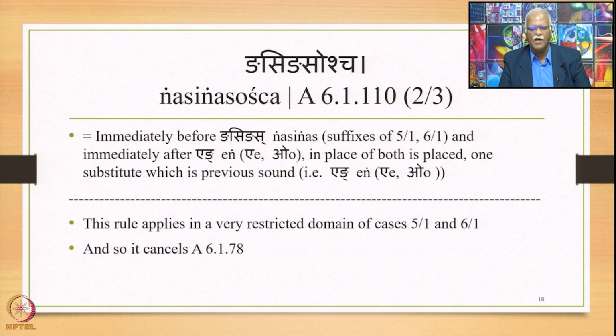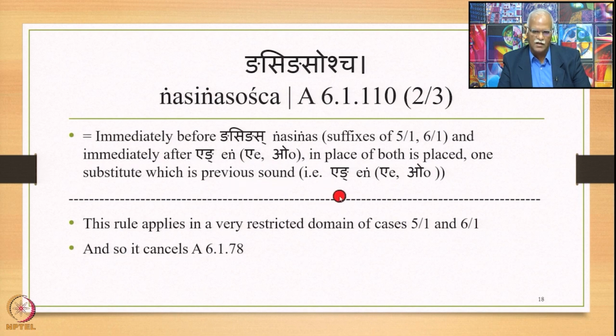The meaning of the sutra, after having put all these things together, is the following. Immediately before ngasingas, that is suffixes of 5/1 and 6/1, and immediately after eng, that is A or O, in place of both is placed one substitute, which is the previous sound, purva rupa, that is eng, that is A or O. I repeat, immediately before ngasingas, which are suffixes of 5/1 and 6/1, and immediately after eng, in place of both purva parayoho is placed one substitute, ekaha, which is purvaha or purva rupam, which in this case is eng.